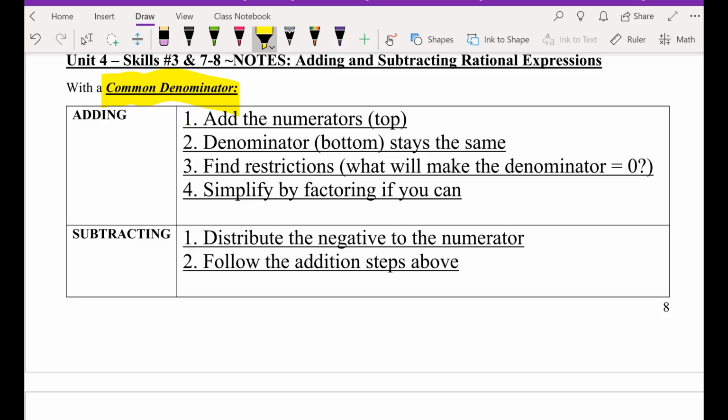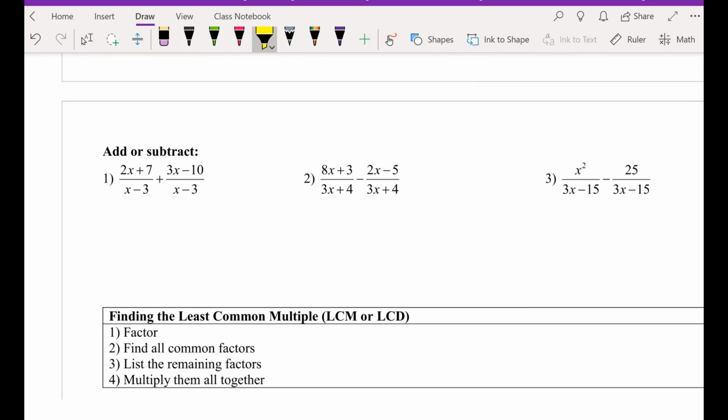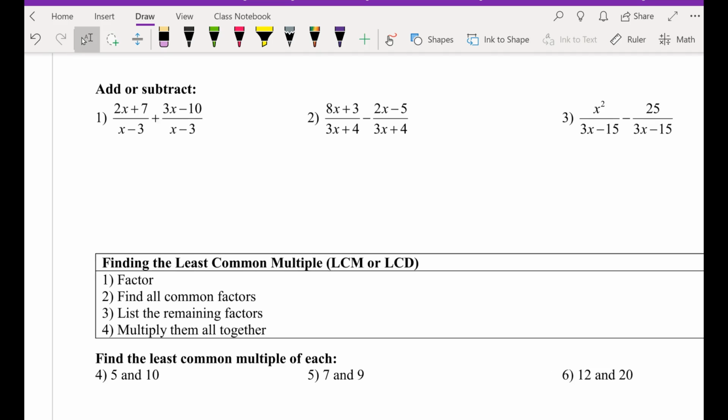The most common mistake is the distribution of the negative sign, okay? So again, when you're adding, just add the numerators. Denominators will stay the same. When you are subtracting, what must you do with the minus sign? Distribute. Otherwise, you're not going to have the right numbers. Here we go. Add or subtract accordingly.